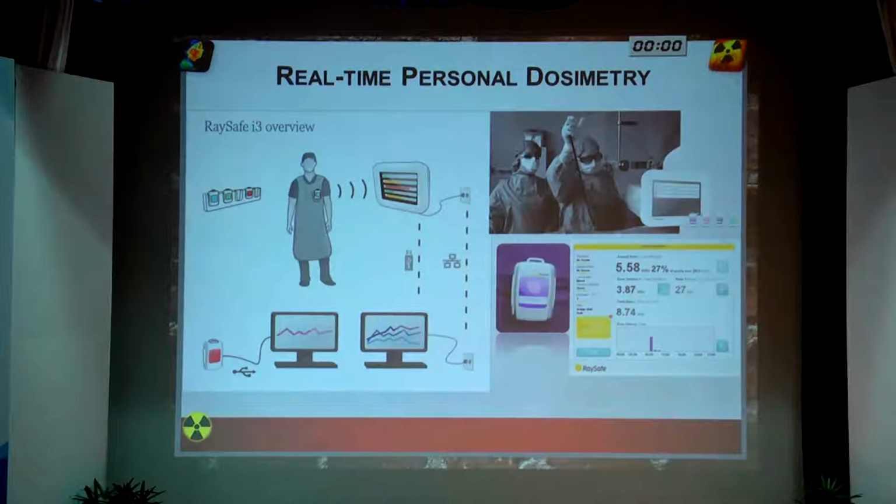And this is something new by RaySafe, a real-time personal dosimetry. So even when working in a cath lab, for example, you can see the online doses. And it can also tell you what percentage of the annual limit you have reached.